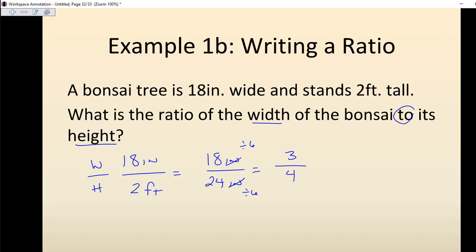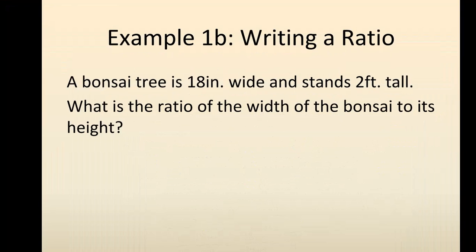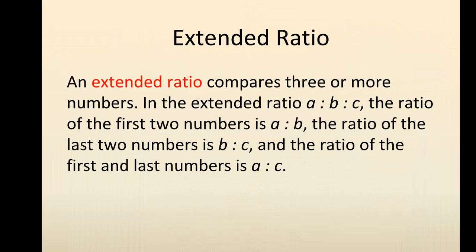All right, so now let's take a look at extended ratios. An extended ratio compares 3 or more numbers. In this extended ratio, the A to B to C, the ratio of the first two numbers is A to B. The ratio of the last two numbers is B to C. And the ratio of the first and the last numbers is A to C.